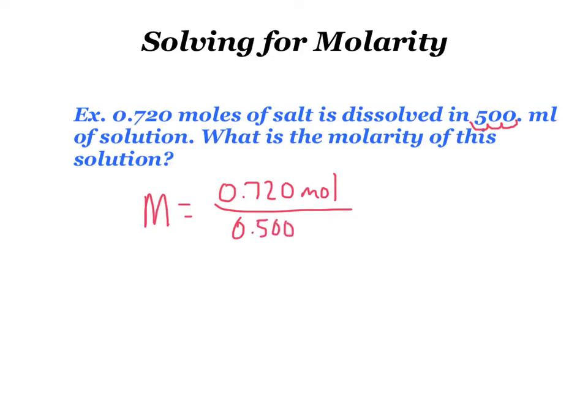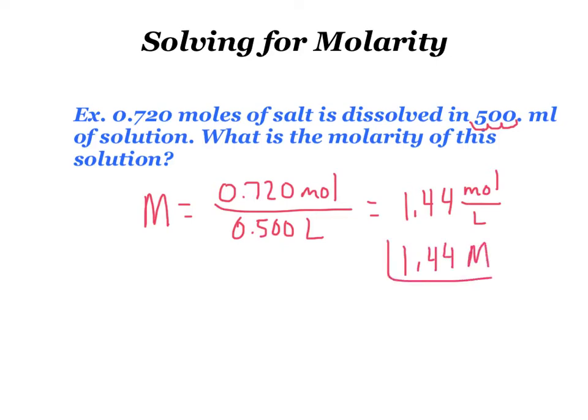0.500. Those are significant because of that decimal. Liters, and when you solve for that, you end up getting 1.44 moles per liter, or 1.44 molar. That's what the big M stands for, molar, which is moles per liter.